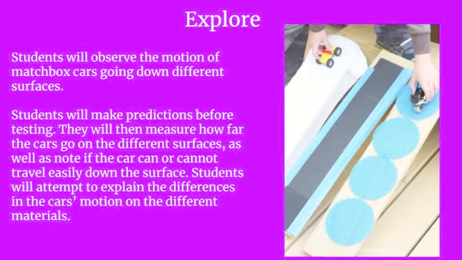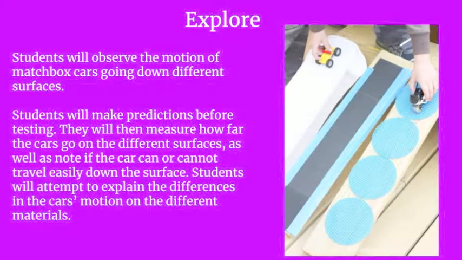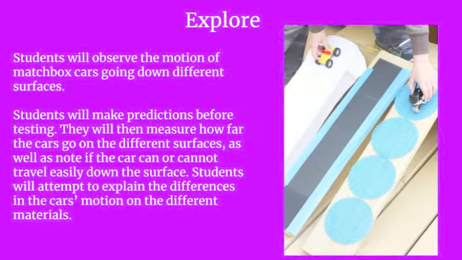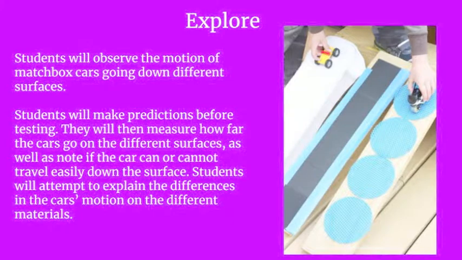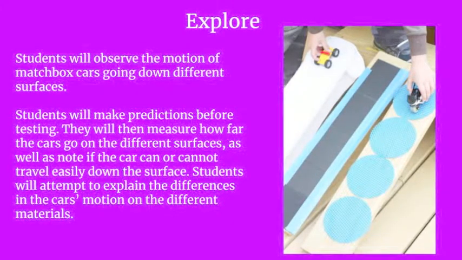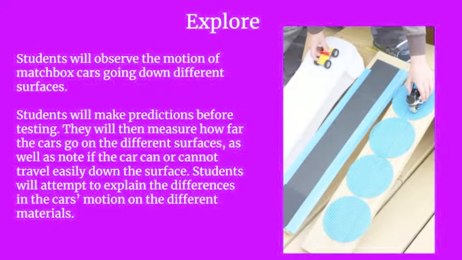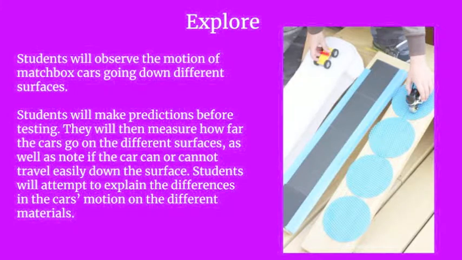For the explore phase, students will observe the motion of matchbox cars going down different surfaces. Students will make predictions before testing. They will then measure how far the cars go on the different surfaces, as well as note if the car can or cannot travel easily down the surface. Students will attempt to explain the differences in the car's motion on the different materials. The materials used will be felt, sandpaper, bubble wrap, and then the plain cardboard.